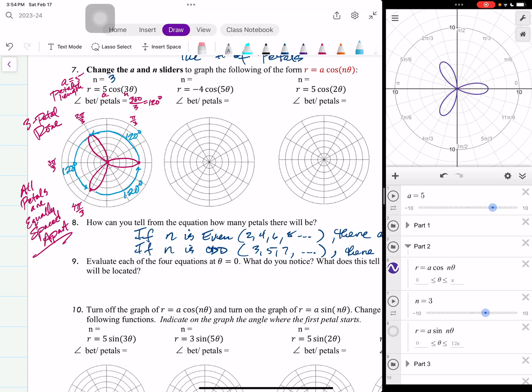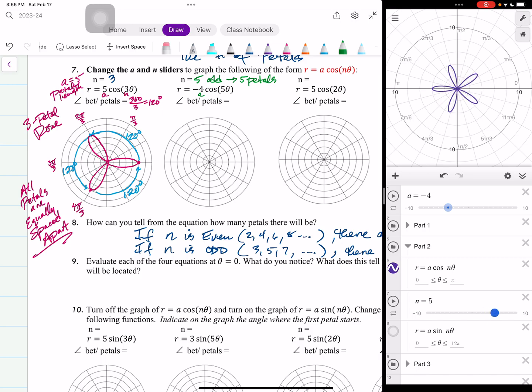Now what about the second one? The second one is going to be a little bit different because A is negative here. So A is -4, N is 5. It's odd, likewise the previous one was odd. That's why we only had 3 petals on the first one. We expect 5 petals here. But A is -4, so the first petal is probably not going to start on the right side. It's probably going to start on the left side. Let's figure it out. I'm going to change A to -4, change N to 5, and we'll see what happens.